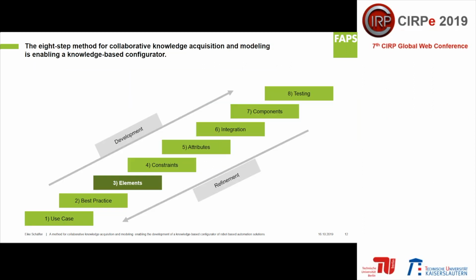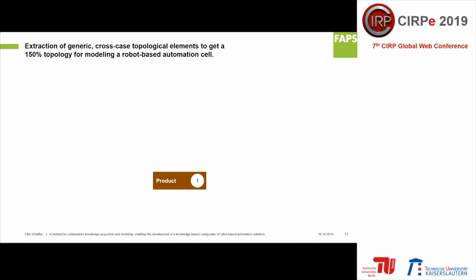In the third step, abstract generic topological elements are extracted from the best practices and information out of expert interviews and literature. All the elements needed for modeling the automation solution should be found in a so-called 150% topology. The SPPR model is represented in a 150% topology.